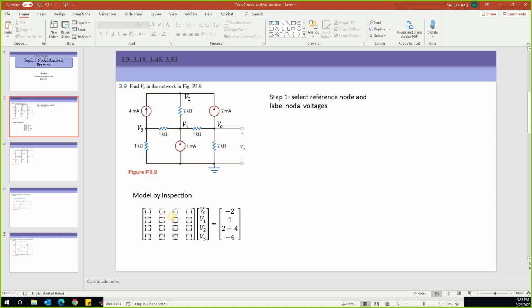This matrix is tricky, so that's where we spend the majority of our time on. We'll start with diagonal entities. The diagonal entities are the conductance connected with these nodes.